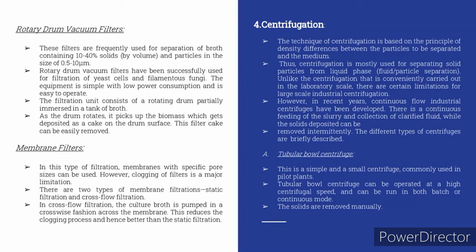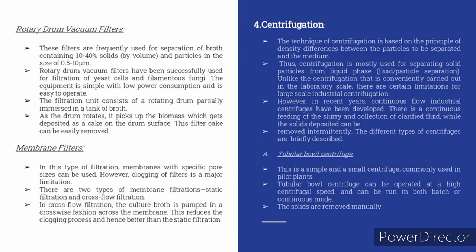So, the centrifugation which is carried out at a laboratory scale is simple, but the one which is carried out at the industrial scale experiences major drawbacks and limitations. In order to overcome these limitations, continuous flow industrial centrifuges have been developed in which there is a continuous feeding of the slurry and the collection of the clarified fluid, while the solids which are deposited can be removed intermittently. Now the different types of centrifuges which are used currently are described briefly below.